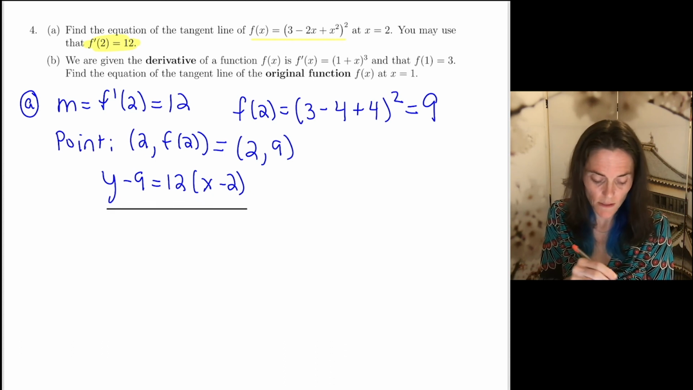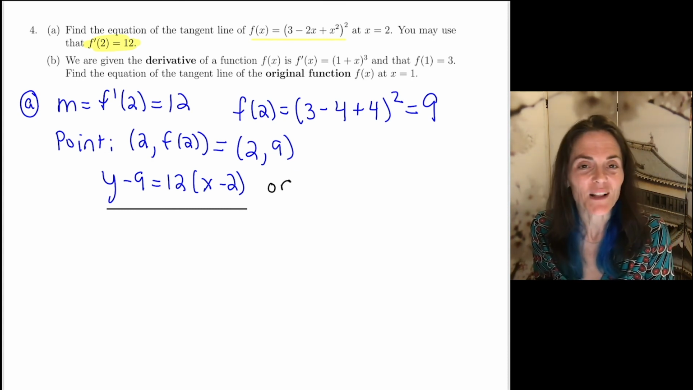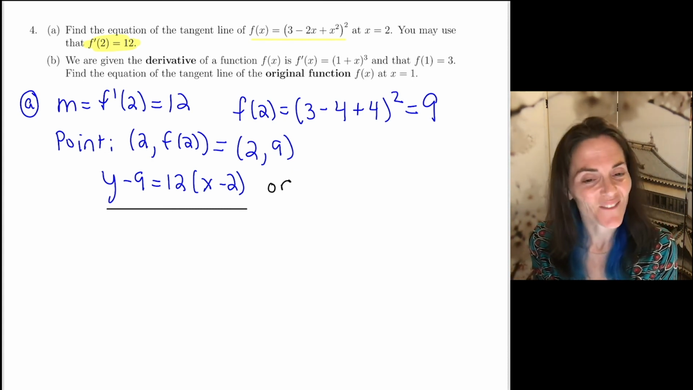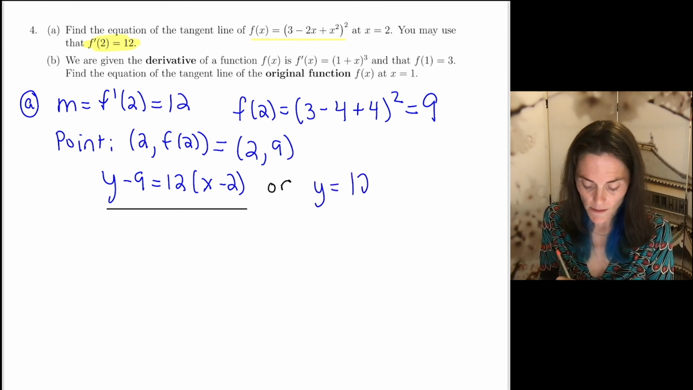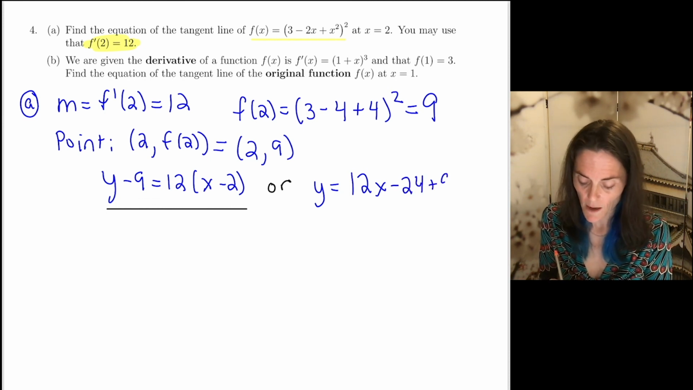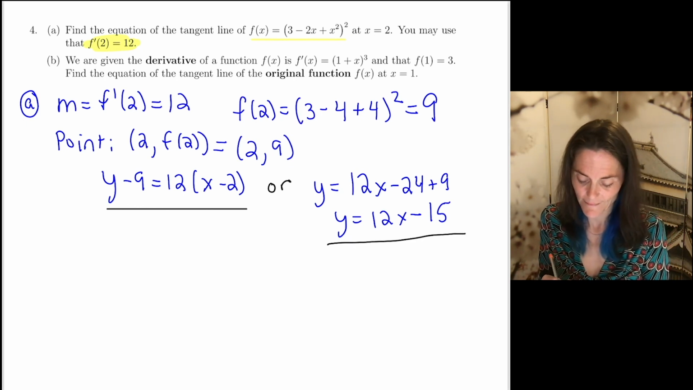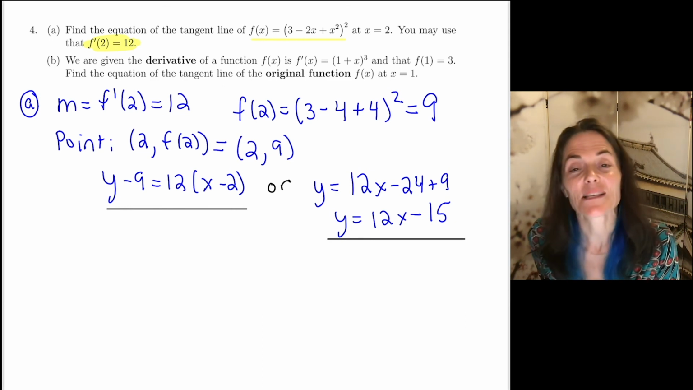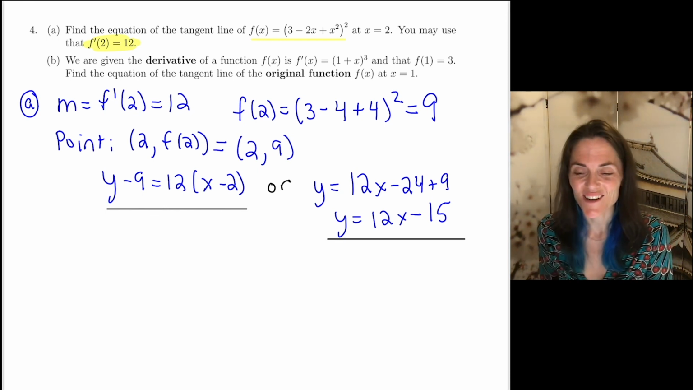You can also put this in slope-intercept form. Maybe I will, because I know some people like slope-intercept form. So what do I have here? I have y is 12x minus 24 plus 9. This gives me 12x minus 15. This would be another option. Either one is perfectly fine as a final answer.